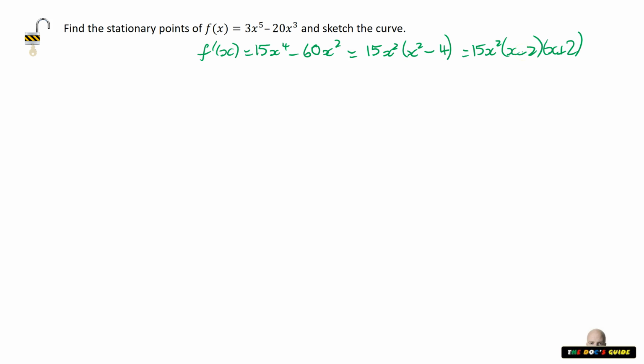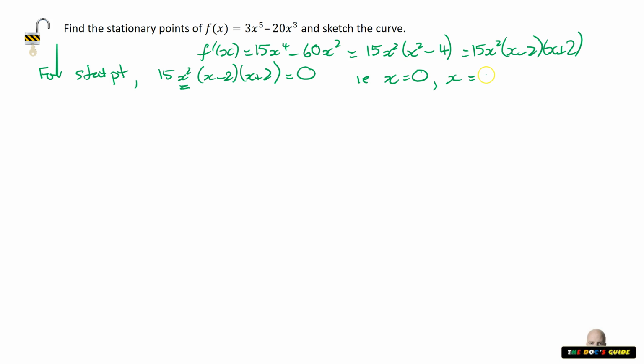So we want f dash of x to equal 0 for a stationary point. So for a stationary point, 15x squared, x minus 2, x plus 2 equals 0. So that happens, of course, when x equals 0, and it happens twice there, so that's a double root. We've come across these beforehand, or a perfect square if you like. x equals 0, x equals plus 2, and x equals minus 2.